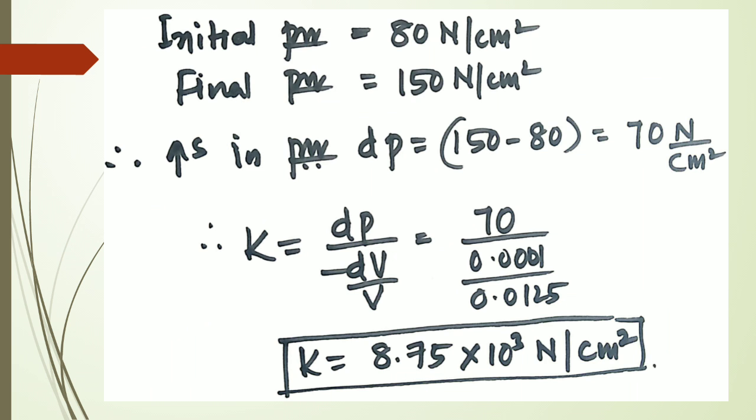Okay. So therefore initial pressure and final pressure also he has given. So increase in pressure dP, so 150 minus 80, 70 Newton per centimeter square. Therefore K is equal to dP by minus dV by V. Already it is in minus, so a positive term will come. 70 divided by that value, that is minus dV by V value. Therefore K is equal to 8.75 into 10 raised to 3 Newton per centimeter square. This is how the values are given directly. You need to substitute them here. Fine.